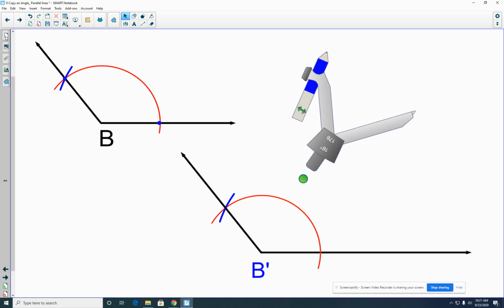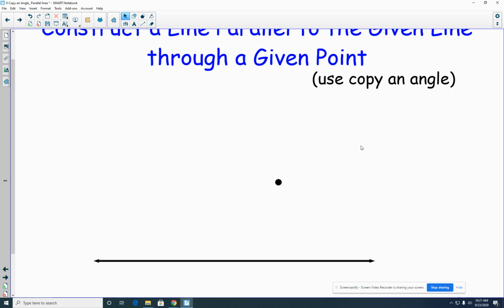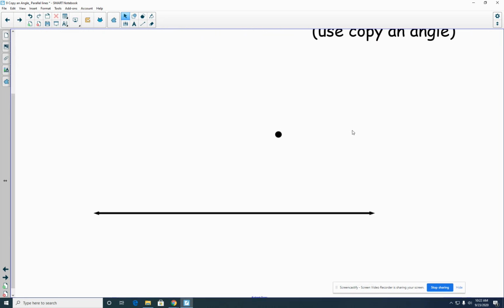Now, let's use this construction. So the exact construction, we're going to copy an angle and we're going to construct parallel lines, but we're going to copy an angle. So let's think about this. How can I copy an angle if I don't actually have an angle? You might be thinking I made a mistake. I didn't. The first step here is we actually have to create an angle.